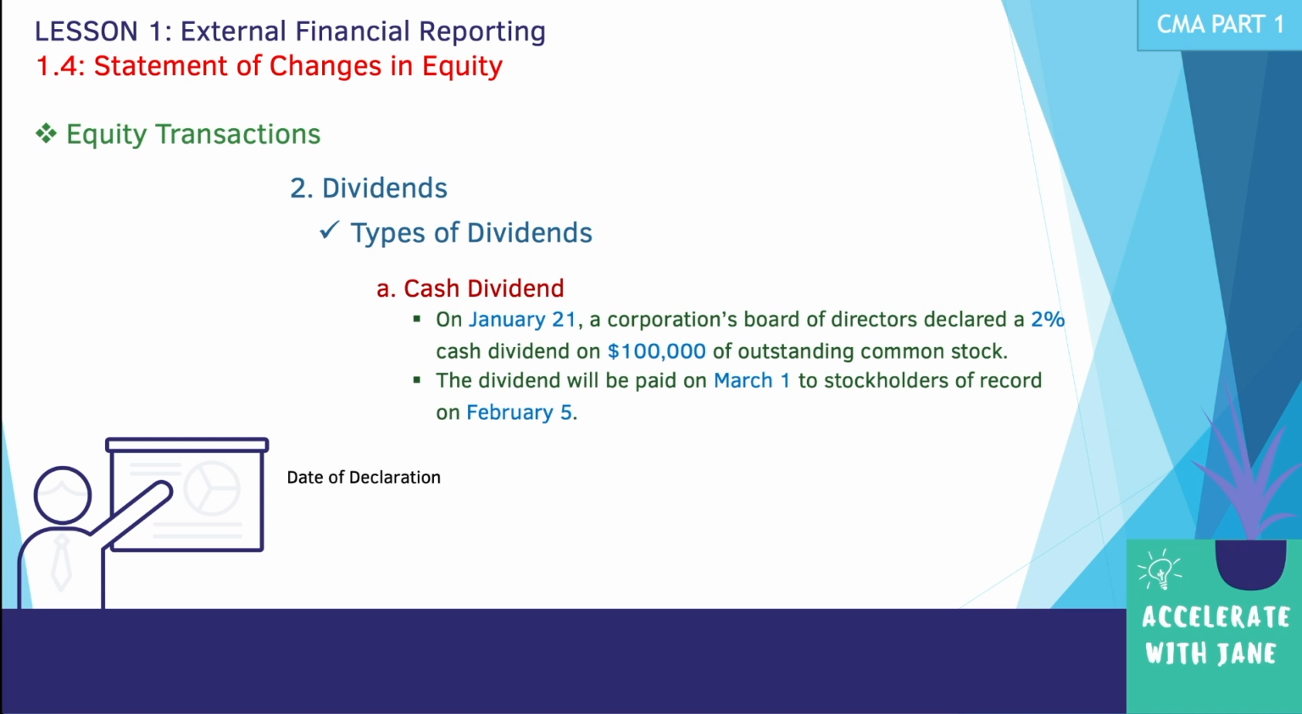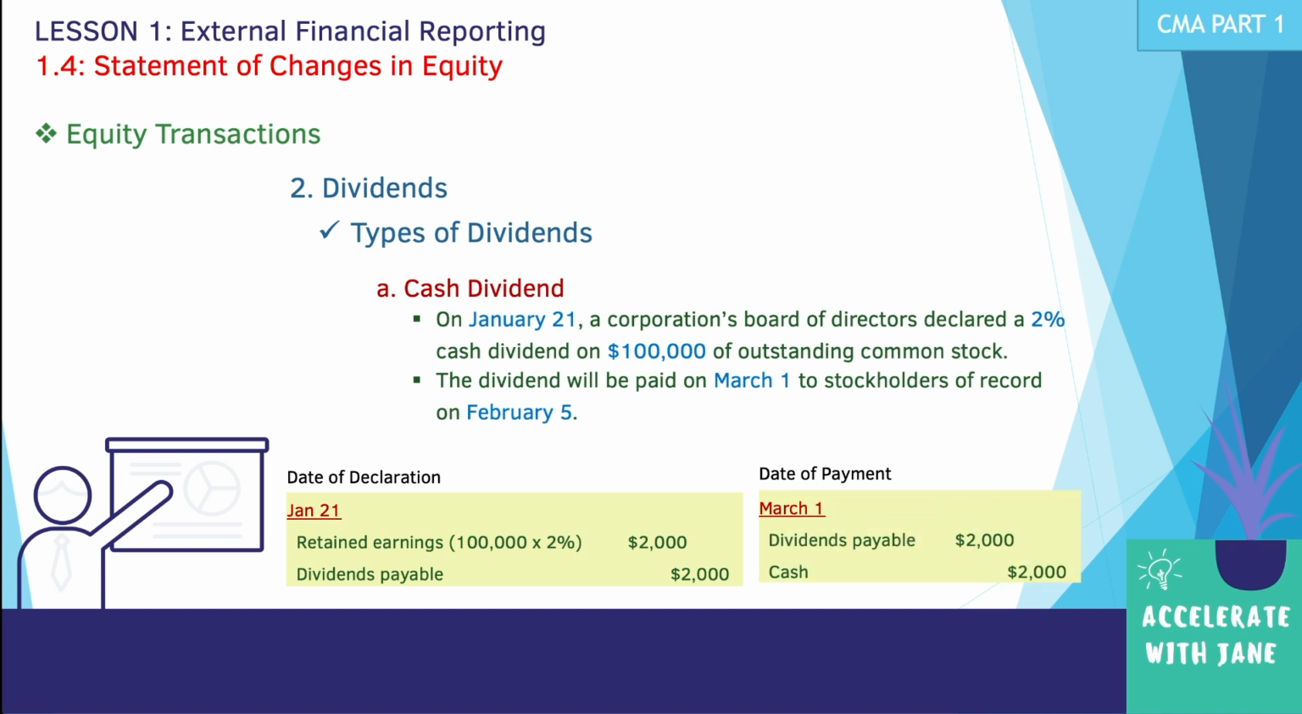Now, what are the entries? On the date of declaration, or January 21, we simply debit retained earnings and credit dividends payable by 2,000, which is 2% of 100,000 US dollars. On the date of record, which is February 5, we don't do anything. There's actually no entry for that. There's only an entry upon dividend payment, that is on March 1. The entry will now be a debit to dividends payable and a credit to cash amounting to 2,000 US dollars. So hopefully it's clear.